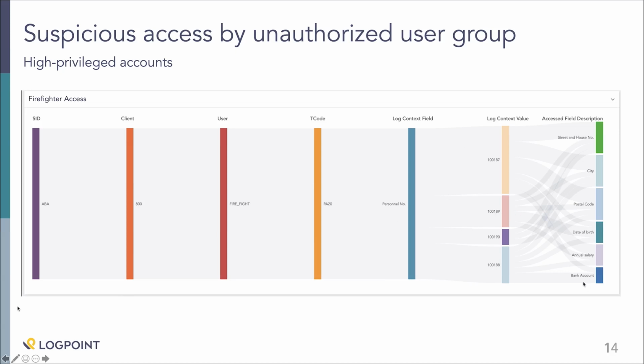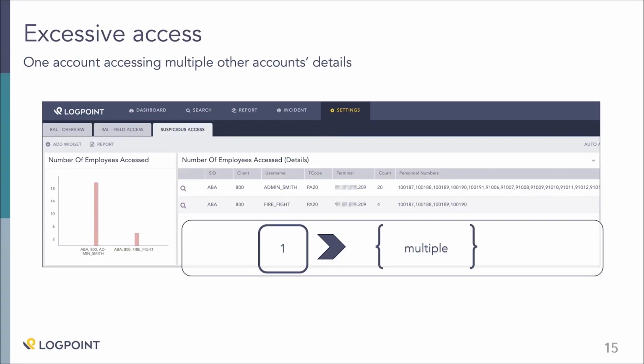And the accessed fields have been address data, date of birth, annual salary, or a bank account. And you can imagine that this query that visualizes the data can be transferred into an alert in LogPoint that will trigger whenever such a user account accesses personal data, like an annual salary field. Another use case for monitoring is whenever one account is accessing multiple other accounts' details.